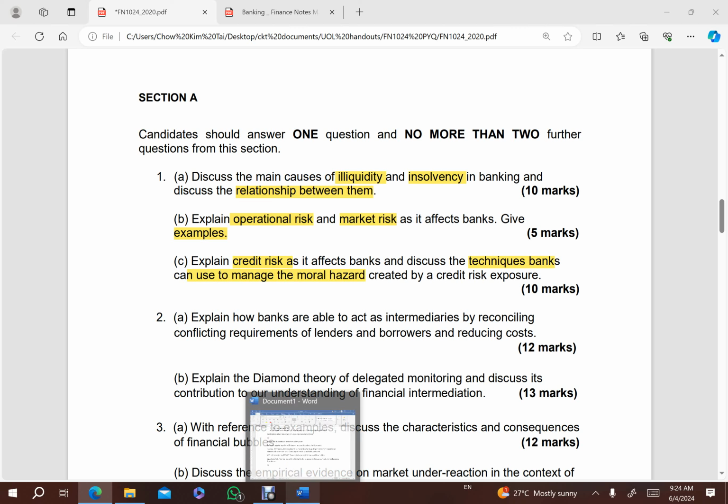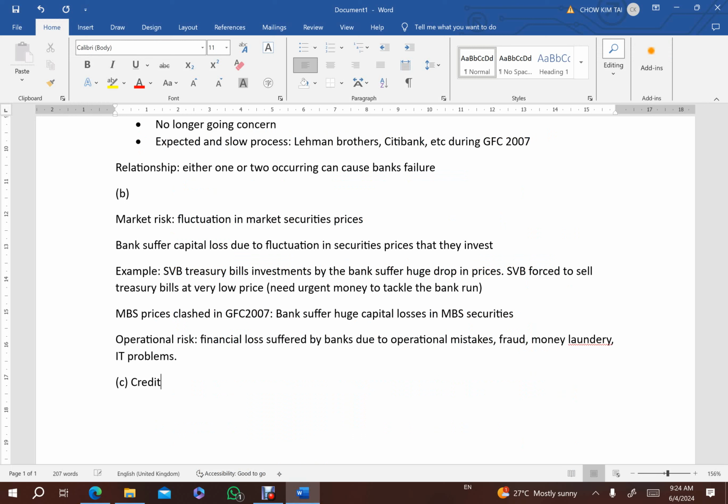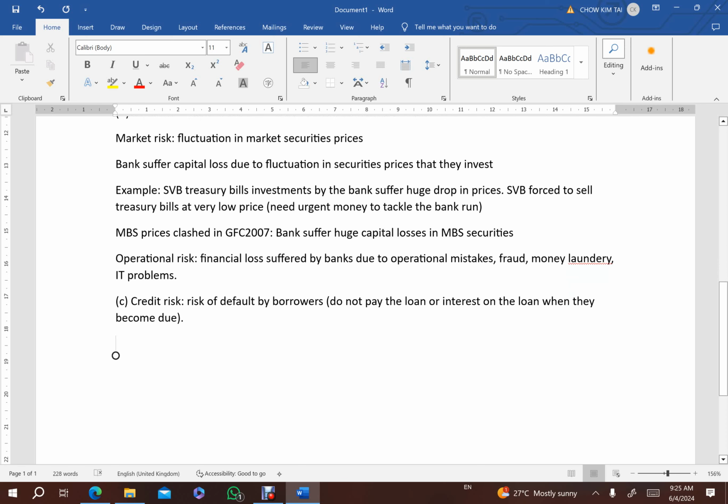Okay, so first explain credit risk. Now, credit risk covers the risk of default. When the borrower does not pay the loan or interest on the loan when they become due, at the agreed time, then the bank will suffer the risk of bad debts. So that's credit risk. Okay. Now credit risk arises because of asymmetric information.